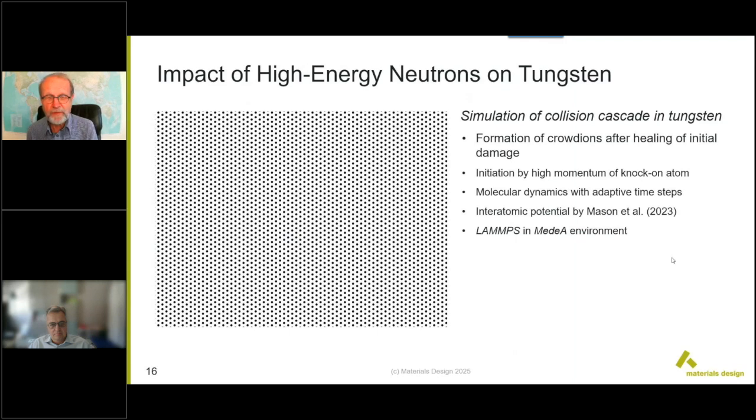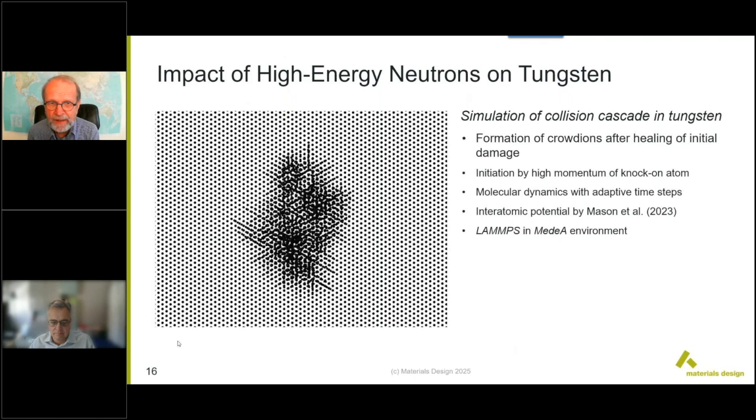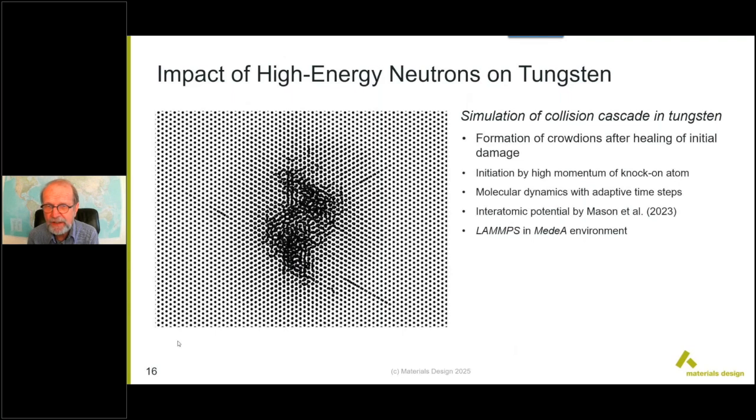So let's start out with a simulation that was done by our colleague Gerrit Tow, namely taking a piece of tungsten and simulating a collision cascade. So let me launch this video here. So essentially what you do is you impart a very high momentum on one atom, that's the knock-on atom, and then you watch how the energy dissipates.